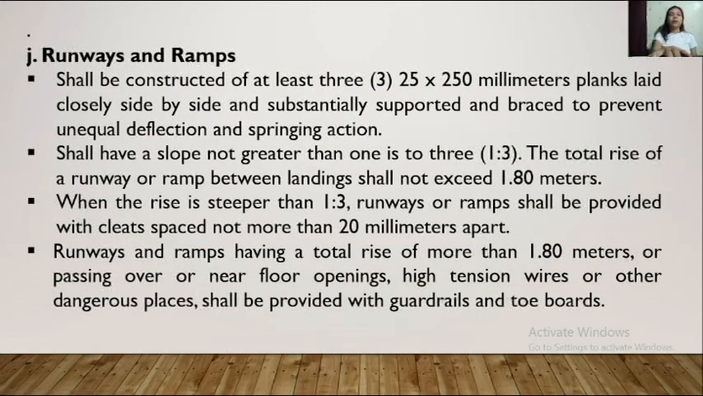Then we have also here runways and ramps, which shall be constructed of at least 25 by 250 millimeter planks laid closely side by side and substantially supported and braced to prevent unequal deflection and springing action. They shall have a slope not greater than 1:3. Where the rise is steeper than 1:3, runways or ramps shall be provided with cleats spaced not more than 20 millimeters apart. Those with a total rise of more than 1.80 meters, or passing over or near floor openings, high tension wires, or other dangerous places, shall be provided with guardrails and toe boards.